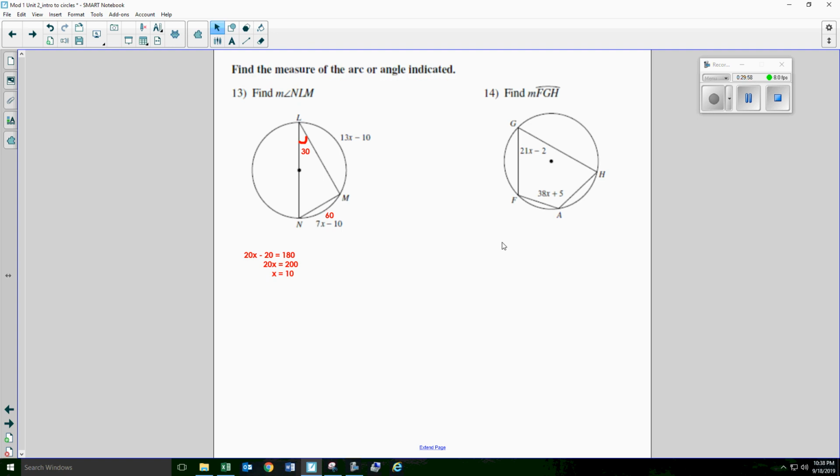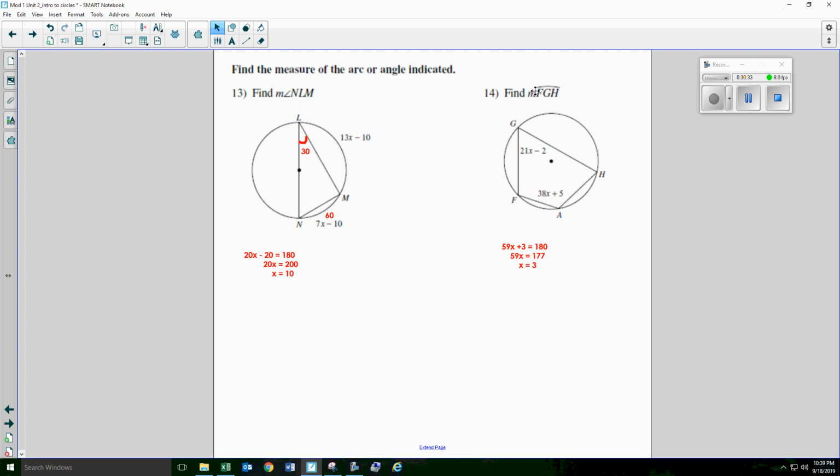So I'm going to combine like terms right now. 38 and 21 is 59x. And 5 minus 2 is plus 3 equals 180. Now we do the subtraction property of equality. Subtract 3 from both sides, you get 177. And division property of equality, divide by 59 on both sides, and you get 3. Boy, I like to have 3 for the answer on these ones I've been choosing. So x is 3.